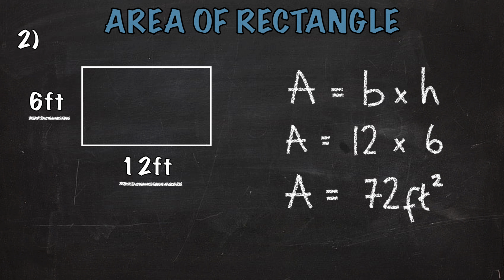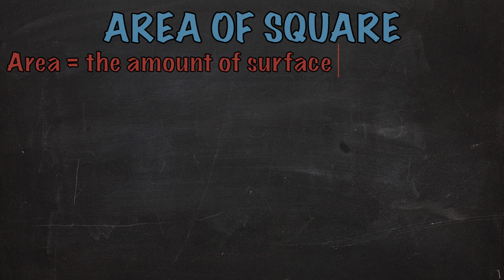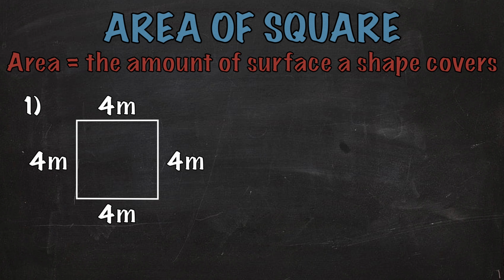So now that you've learned how to calculate the area of a rectangle, let's move on to calculating the area of a square. Now we've said that the area is the amount of surface a shape covers, so let's look at an example. So question 1, we're given a square and we're given all 4 lengths. You need to note that to work out the area, we only need the base and the height. We do not need all 4 lengths.